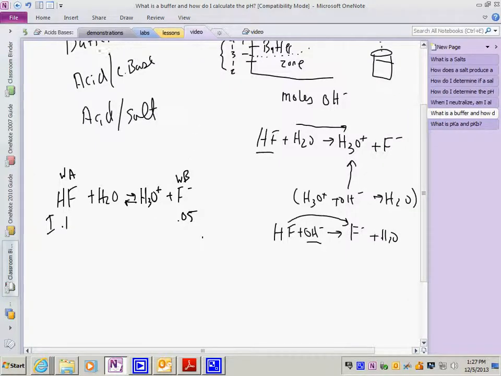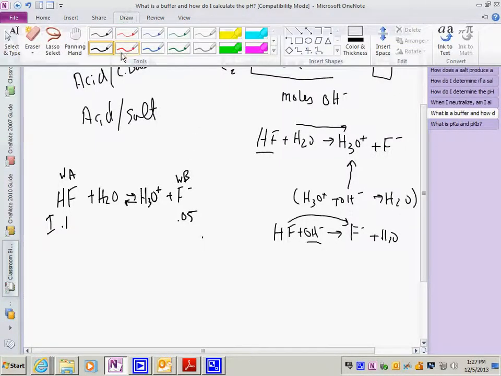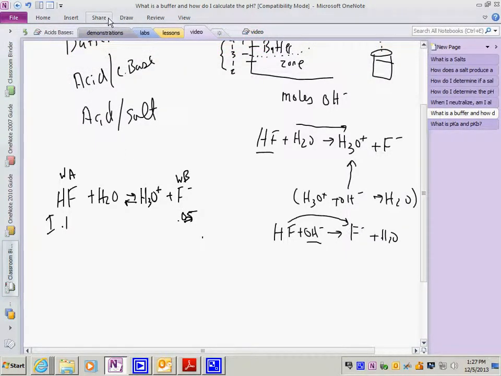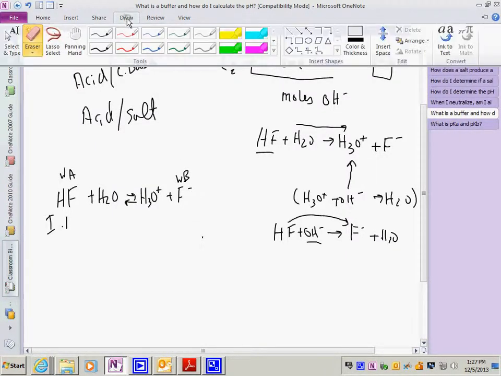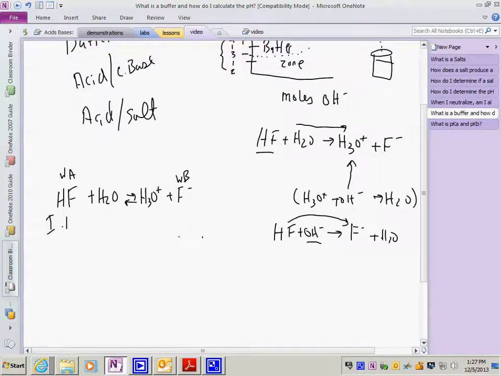In fact, let's make it a little differently. Let's erase this, and rather than making it smaller, let's make it bigger, 0.5 molar. We even have a higher concentration of base than we do acid. Let's see where it turns out acidic wise.